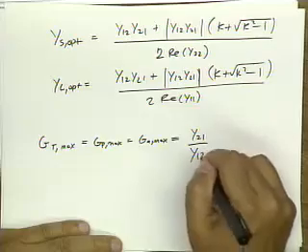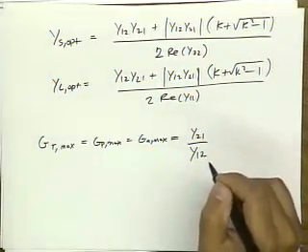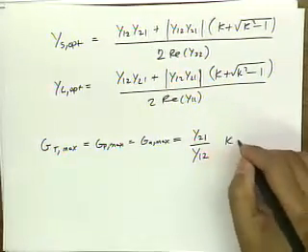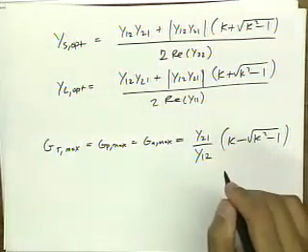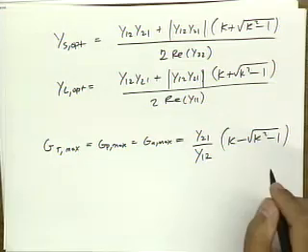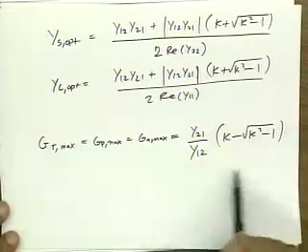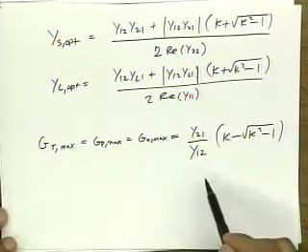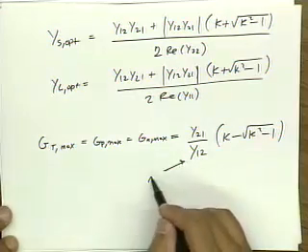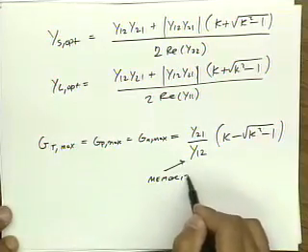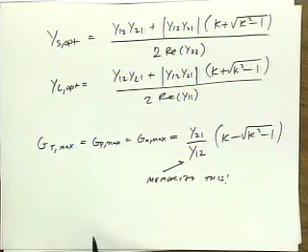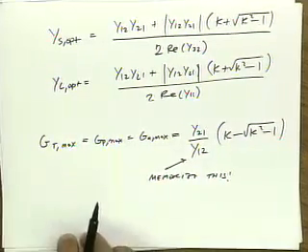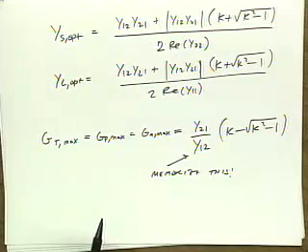It's y21 over y12 times k minus the square root of k squared minus 1. And I recommend you commit this equation to memory. So I would say memorize this. It's a very, very nice equation. Okay, any questions about the notation?